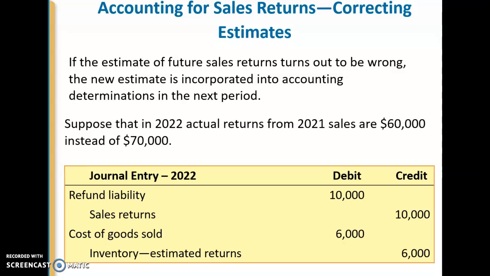These adjustments remove the remaining 2021 balance from the refund liability and inventory-estimated returns accounts. They also increase net sales revenue by reducing sales returns and cost of goods sold in 2022, the period in which the change in estimate occurs. So in 2022, debit refund liability, credit sales returns, debit cost of goods sold, credit estimated inventory returns, $6,000.